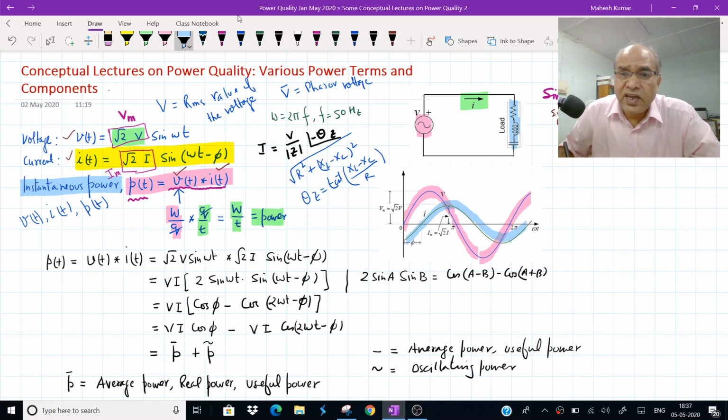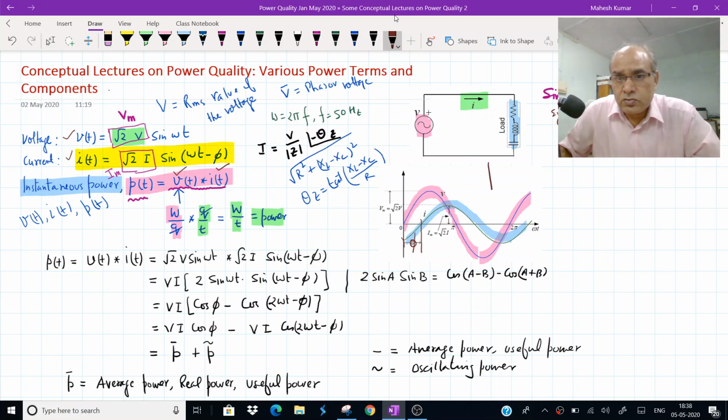Okay, the phase angle between them is phi. As you can see, the phase lag is phi for current. So this is phi. This is the expression, this is the plotting of the instantaneous voltage and currents for this system.